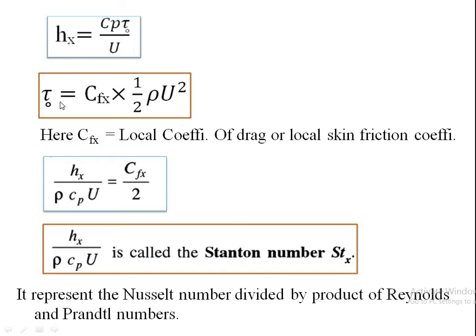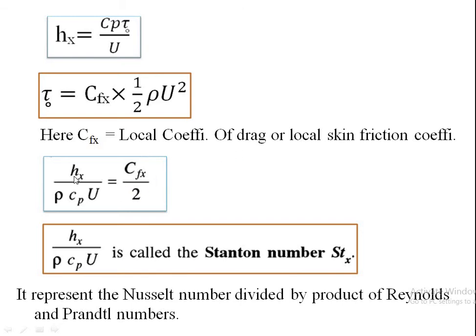Now the tau naught, here we have to concentrate. The tau naught equation can be given as C suffix fx multiplied by 1/2 of rho multiplied by u square, where this C suffix fx is the local coefficient of drag or local skin friction coefficient, and rho is the density, u is the mainstream velocity. So after putting this value and rearranging the above equation, we'll get h suffix x, that is nothing but the local heat transfer coefficient, divided by rho cp multiplied by u is equal to Cfx, that is nothing but the local coefficient of drag, divided by 2.